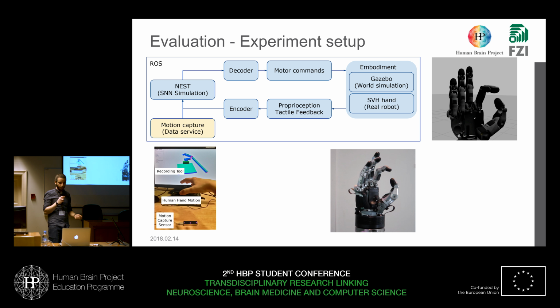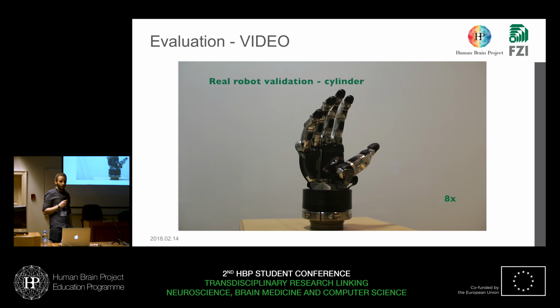For the experiment setup, we have a closed-loop system. We have Gazebo, and then we have the robot hand as the embodiment. We encode the feedback and proprioception from the robot, haptic and joint states. We pipe that to the Nest simulator, and we decode the motor commands for the individual fingers. And we have a motion capture system in which we perform demonstrations with the hand to get the synergies between the joints. And this is how it looks.